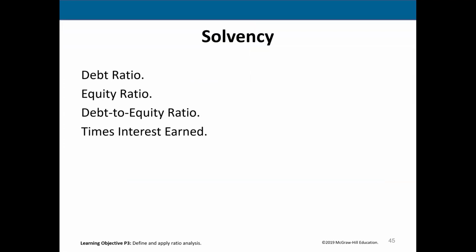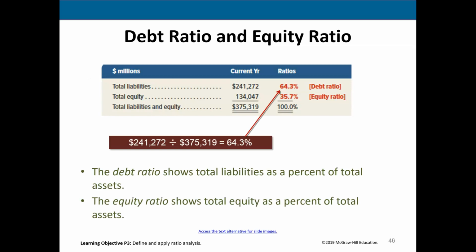Solvency is the next section of ratios, and the first one we're going to look at is the debt ratio. The debt ratio is total liabilities over total assets. And then the equity ratio is total equity over total assets.